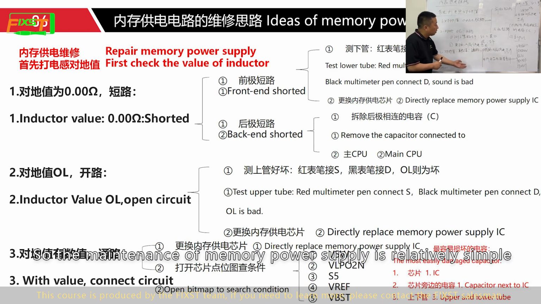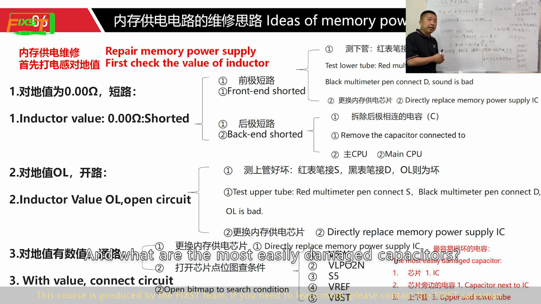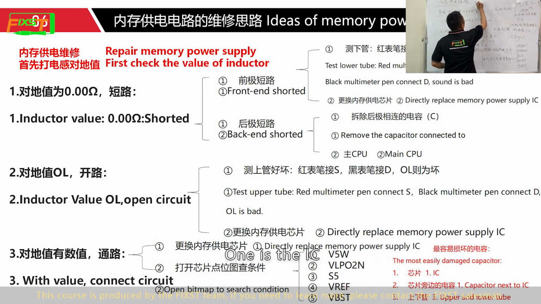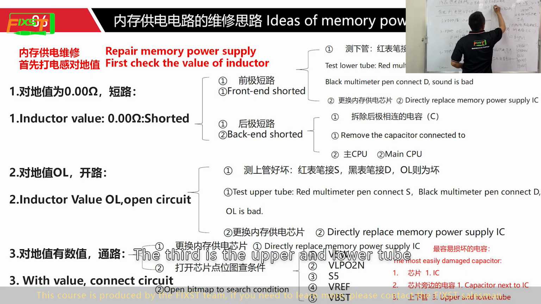So the maintenance of the memory power supply is relatively simple. The most vulnerable thing here is the memory power supply IC. And what are the most easily damaged components? One is the IC. The second is the capacitor next to the IC. The third is the upper and lower tube.